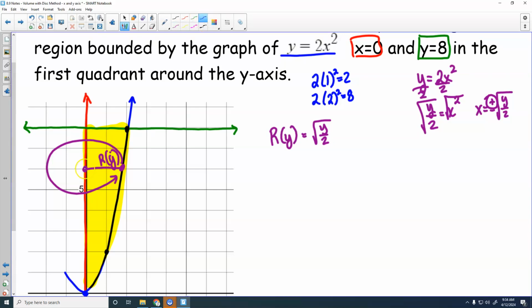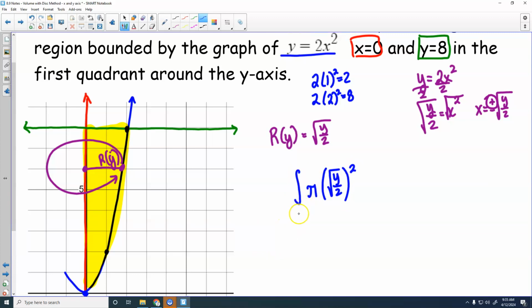And then what's the left side of that? So that is our right side. What's the left side over here? It's just 0, which is happening on all of these because these are disk method. Whenever we get to tomorrow, it will be a little bit different. So what we're going to do is take pi times that radius, the square root of y over 2, squared, and then we need to integrate that.